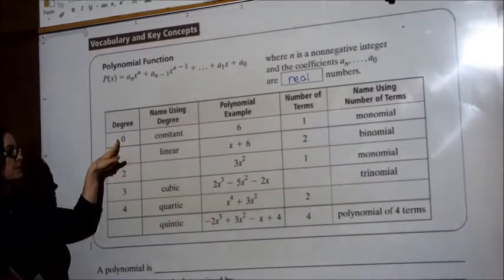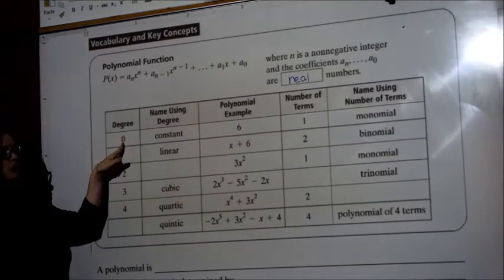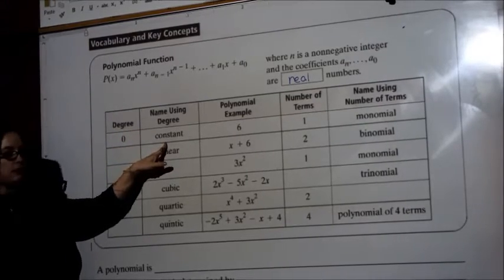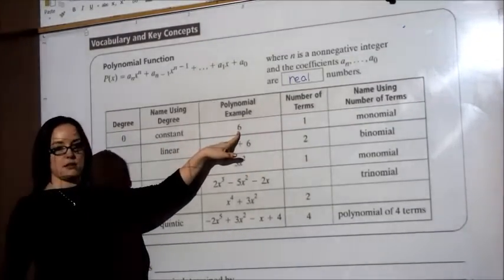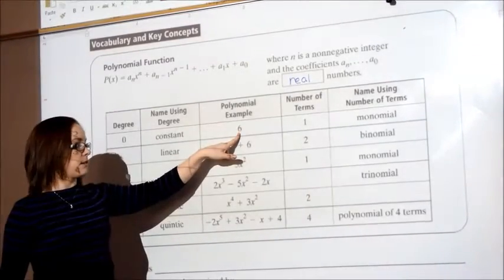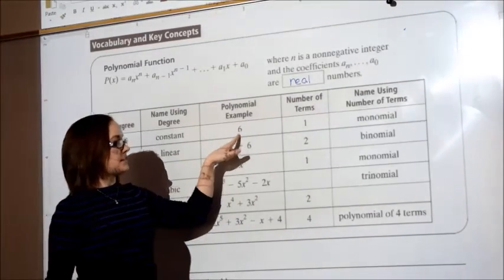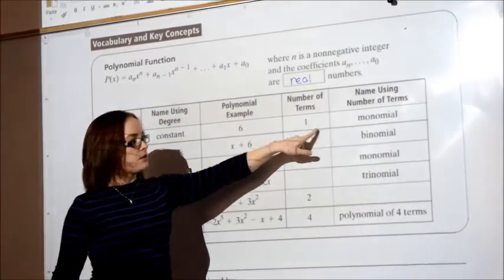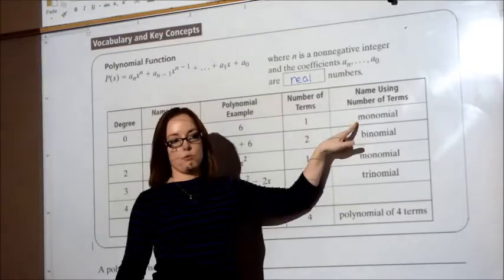So let's look at this first example. If our degree is 0, this is called a constant. And an example of a constant is the number 6. The number 6 is a constant. In this particular example, there's one term. So this is a monomial. One term.